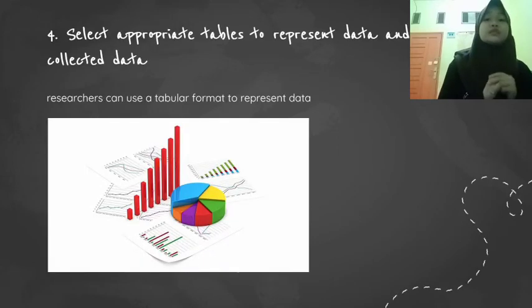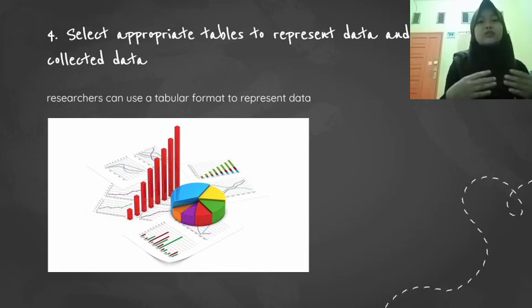The fourth step is to select appropriate tables to represent the data and also analyze the collected data. The researchers can use a tabular format to represent the data. In this step, we change our data into a more representative form, for example, like graphics, histograms, or percentage tables, and other things. This is going to make it easier for us to analyze the collected data because it is in the simplest form itself.